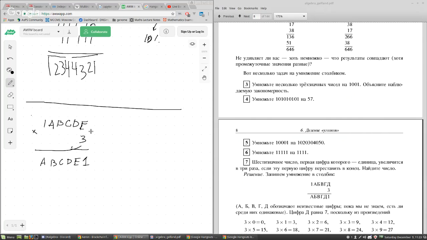So your initial number, whatever it is, its first digit is 1, and then we have 5 digits. This number is being multiplied by 3, and the result is that the 1 is now at the end, and these 5 digits that were at the end are now in the front. And our job is to figure out what this initial number was. Okay?